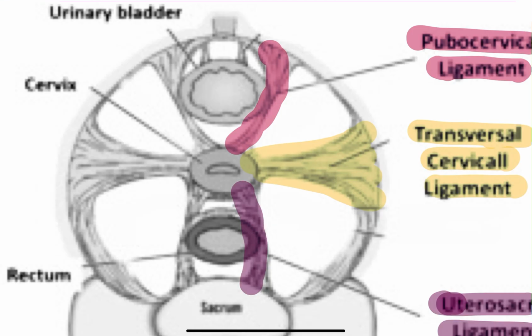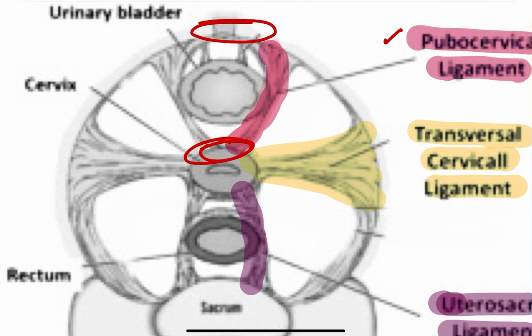As you can see here, this ligament which you are seeing here is the pubocervical ligament. Why do you call it the pubocervical ligament? This part is the symphysis pubis, and this part is the cervix. So the ligament which runs between the pubic symphysis and the cervix is the pubocervical ligament. From the pubis you take the term pubo, and from the cervix you take the term cervical.